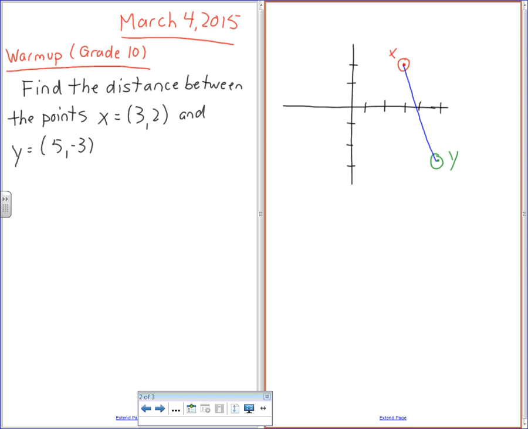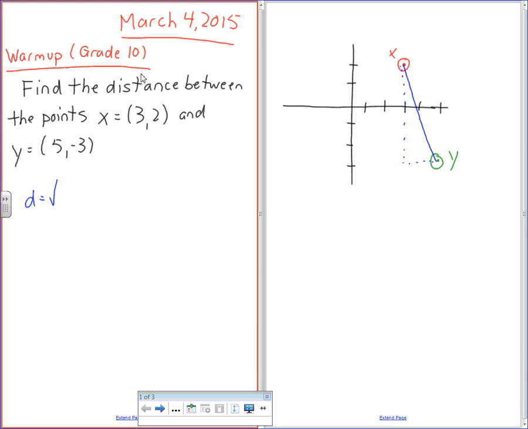Can anyone recall back from grade 10 how we would find that distance? Go ahead, Evan. Yeah, good. So the actual equation would be D is something like this. That should be your distance formula, is that right? That's right to me. That should be what the distance formula is.